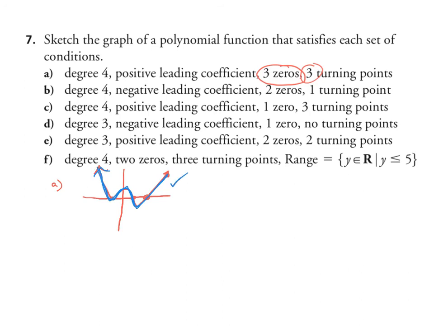All right, let's go B. We're saying degree 4 again, negative leading coefficient, so it's going to end downward. 2 zeros and 1 turning point. All right, so we're only allowed to turn once. So let's see how I can do this. Okay, degree 4, so I'm going to go 1, 2, 3, 4. All right, so I've gone through here, I've gone through here. It looks like a 4th degree polynomial.